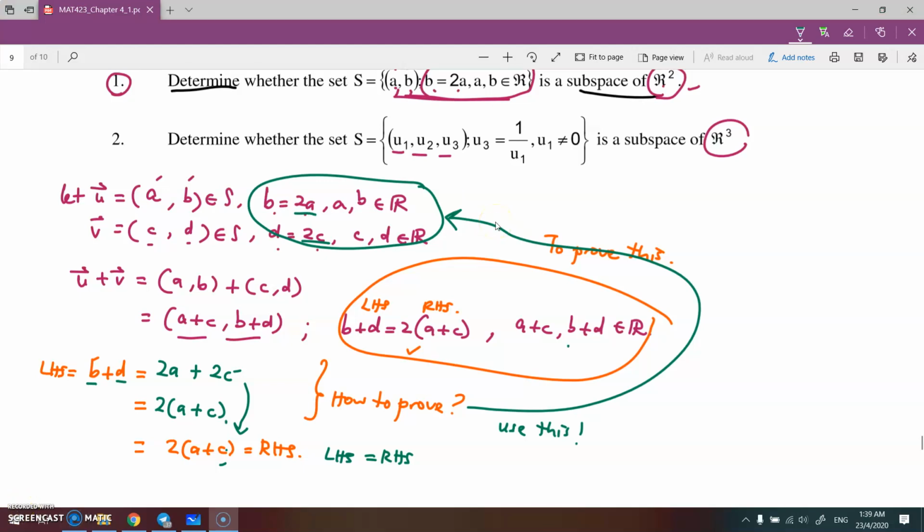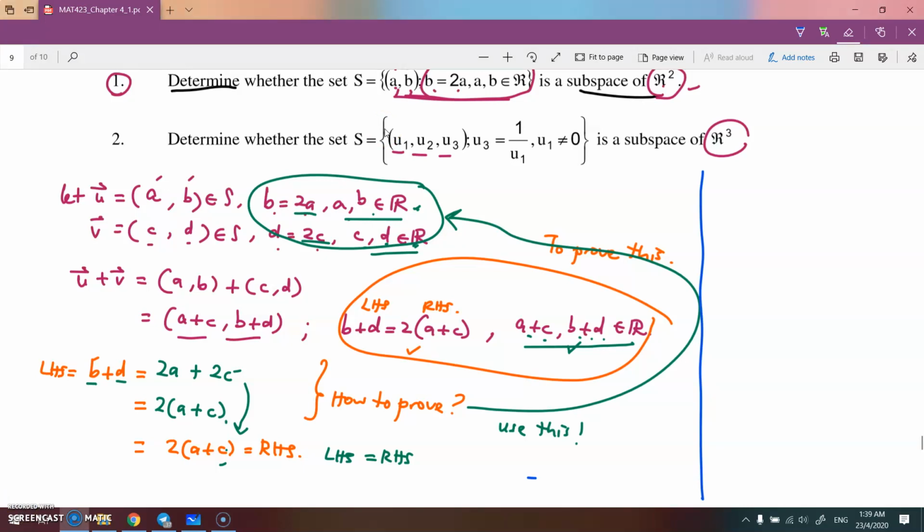If you want to check the other condition, A plus C, B plus D is an element of R2. Because it's just an element, you can tell by looking at it. If A and B are real numbers, and C and D are also real numbers, then A plus C, B plus D is also a pair of real numbers. So I'm not going to show that. Remember that we have two conditions that we have to satisfy.